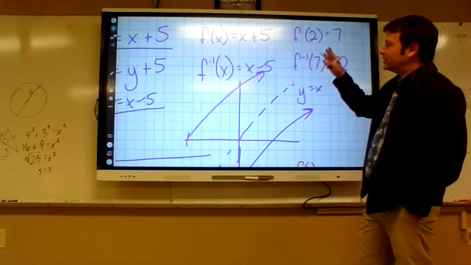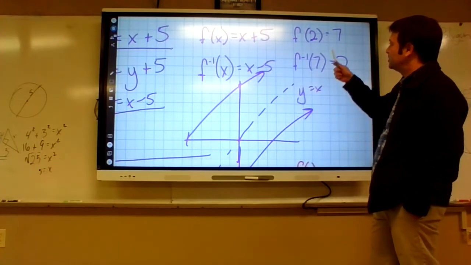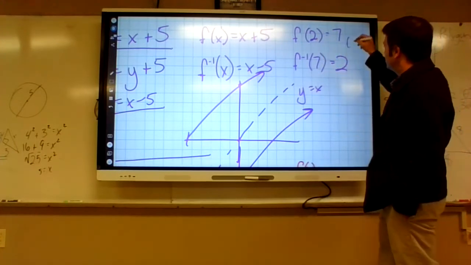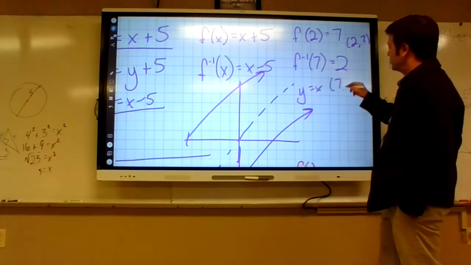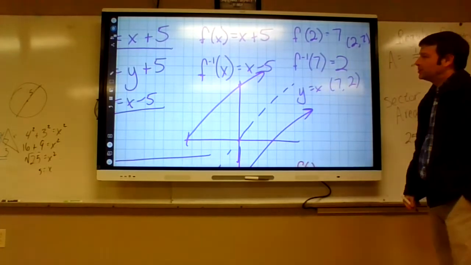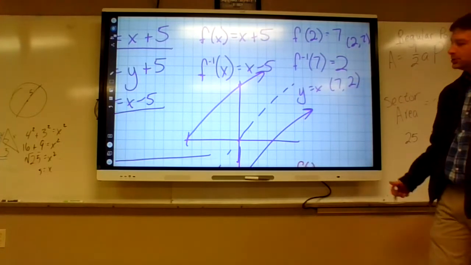Because the function and the inverse do the opposite. The x and y values switch. So when x is 2, the y value is 7. On this one, when x is 7, the y value is 2. That's what inverse functions do. X and y values switch. Okay?